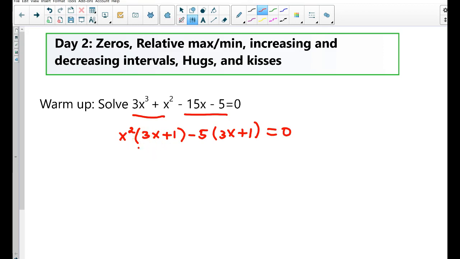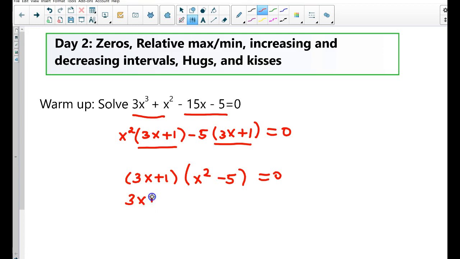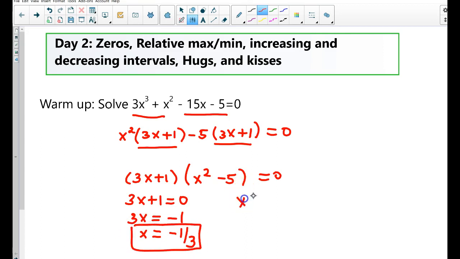I now see a common factor of 3x plus 1. That's my GCF, and I'm left with x squared minus 5. I set each linear factor equal to 0 and solve. So one solution is x is equal to -3.